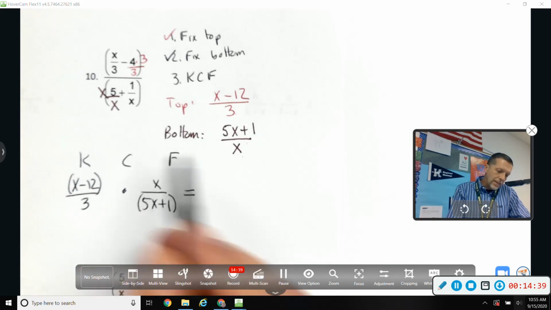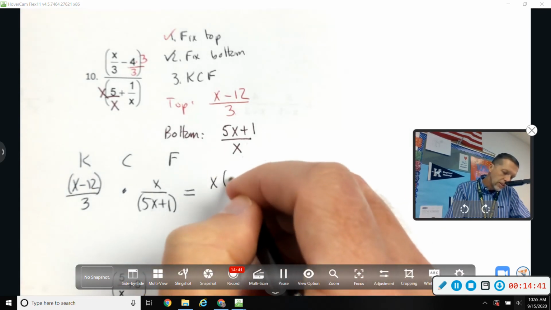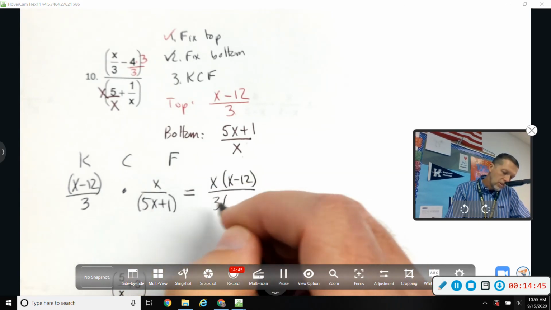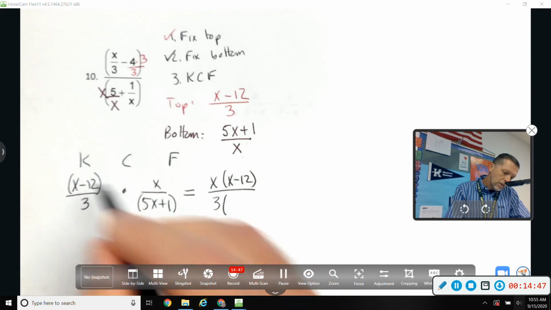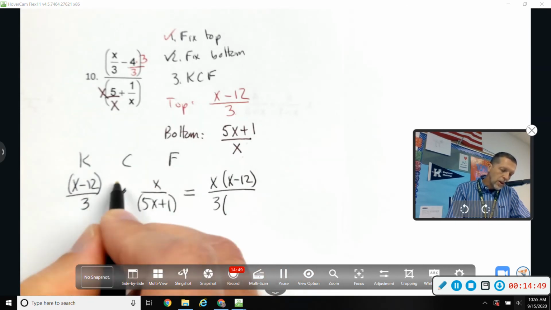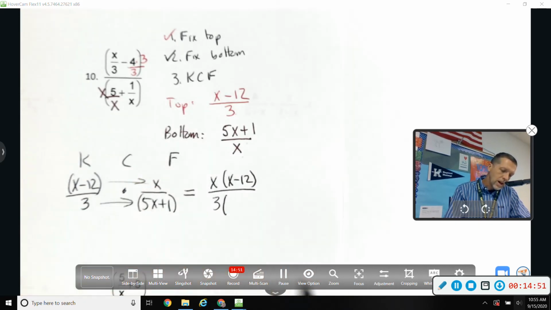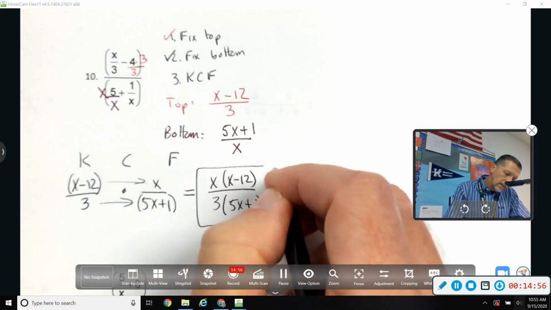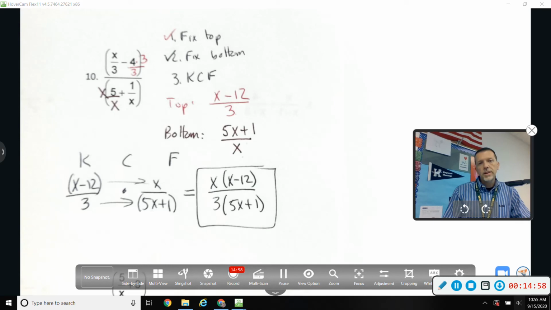So nothing is eligible to reduce here, so this is kind of a bummer. There's really not much we can do. Just stick them together. x times x minus 12. Remember when multiplying, you just multiply across the top and multiply across the bottom. Nothing reduces, so there we go.